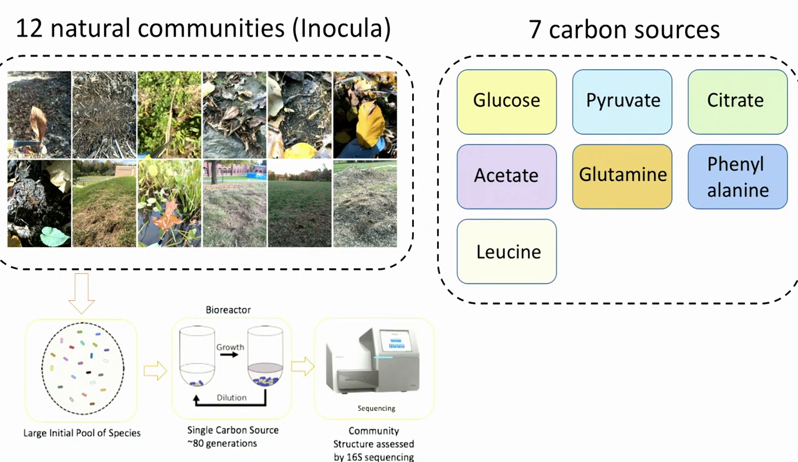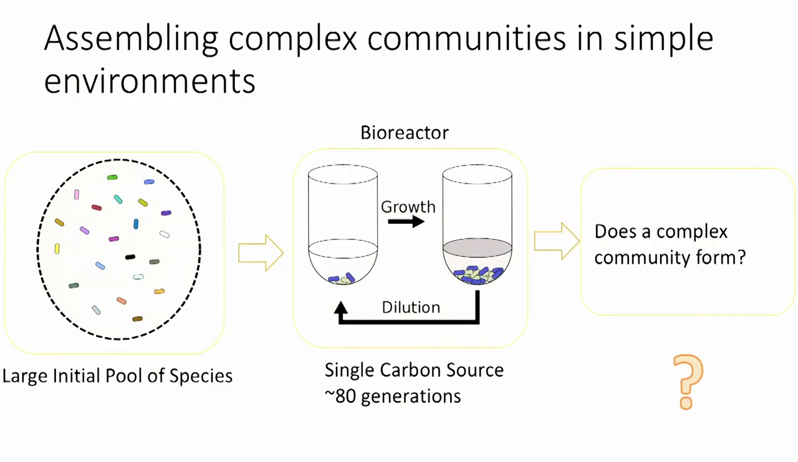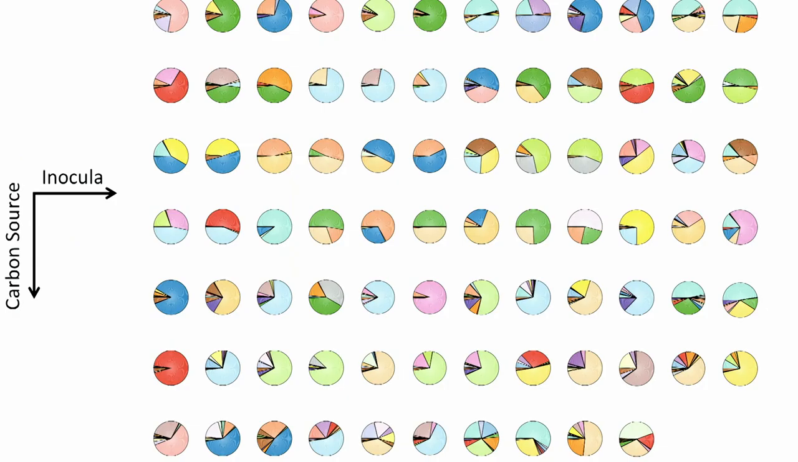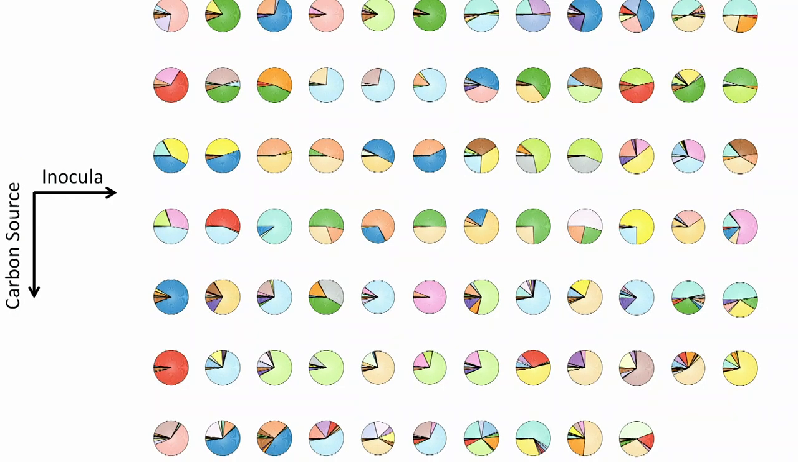We grow in batch culture mode for about, in this experiment that I'm about to tell you about, 80 generations, and we keep sequencing as we go, okay? So that's the experiment. So the question is, if you take a natural community and you force it to grow on defined media with a single carbon source, do you end up with a community that's still a complex community, multi-species communities interacting with each other? And the answer is a resounding yes.